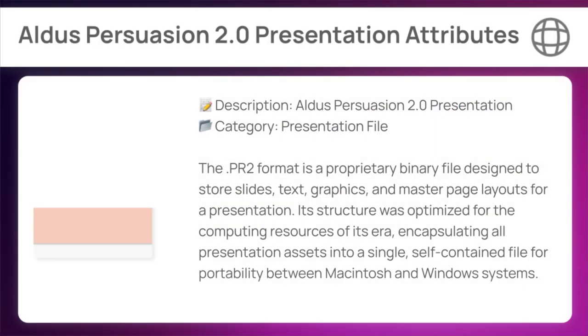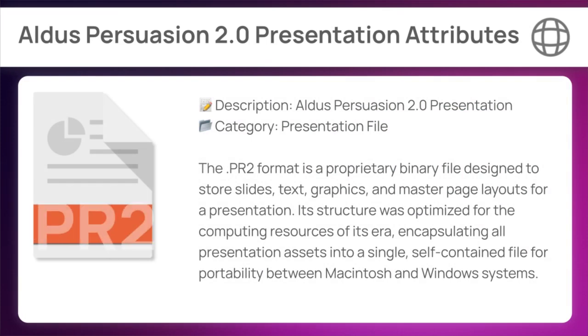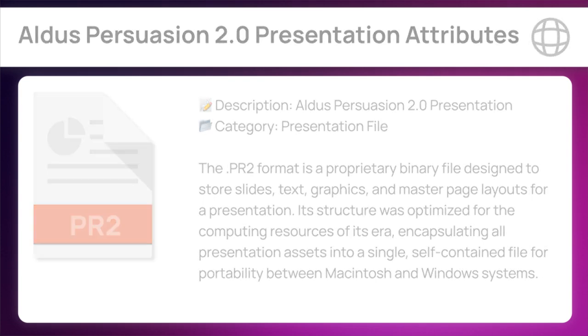The PR2 format is a proprietary binary file designed to store slides, text, graphics, and master page layouts for a presentation. Its structure was optimized for the computing resources of its era, encapsulating all presentation assets into a single, self-contained file for portability between Macintosh and Windows systems.